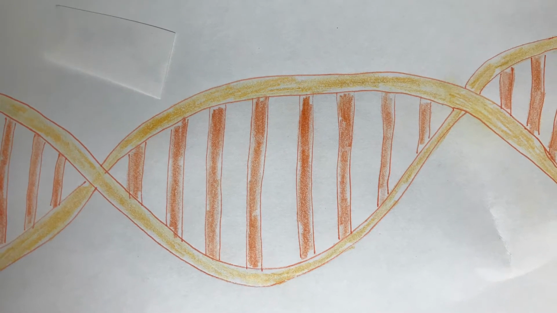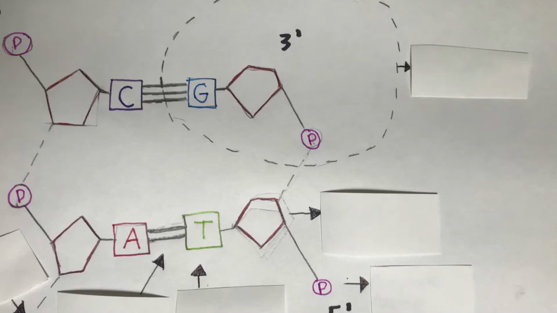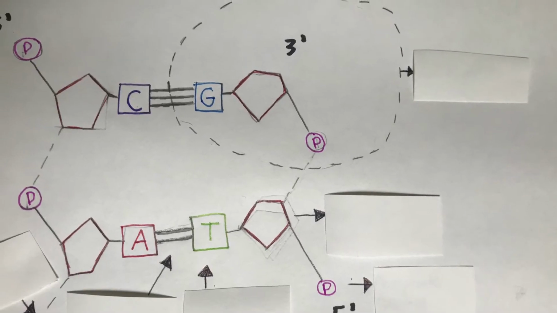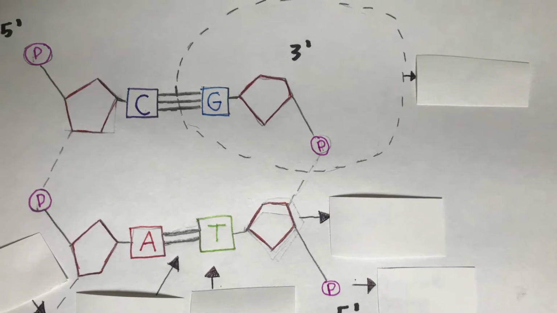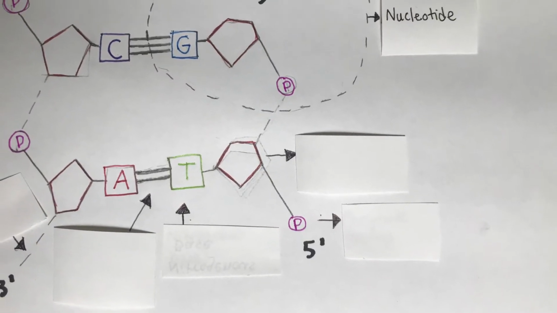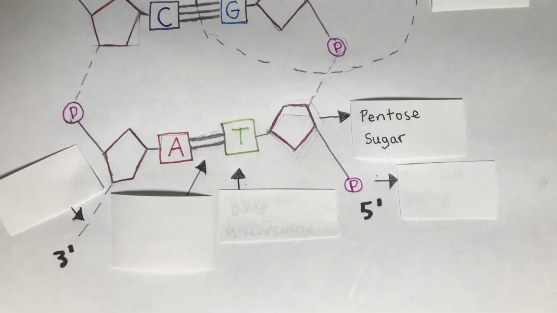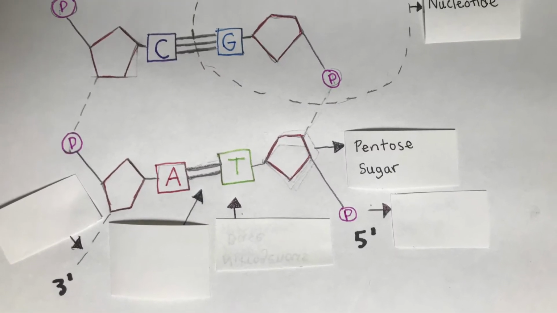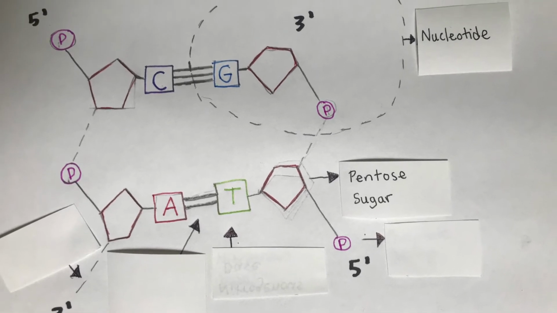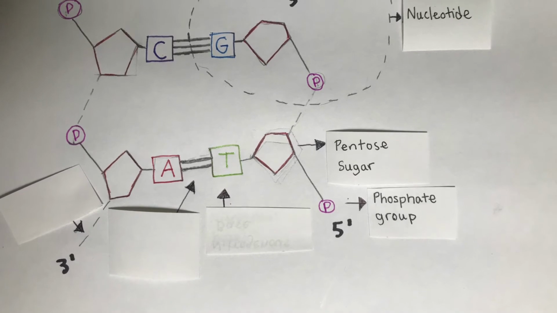DNA is a nucleic acid and has a double helix structure. DNA is composed of monomer units called nucleotides. Nucleotides are comprised of three major parts: the pentose sugar, which is deoxyribose in DNA molecules, a phosphate group, which is bonded to the sugar at the 5' carbon, and a nitrogenous base.